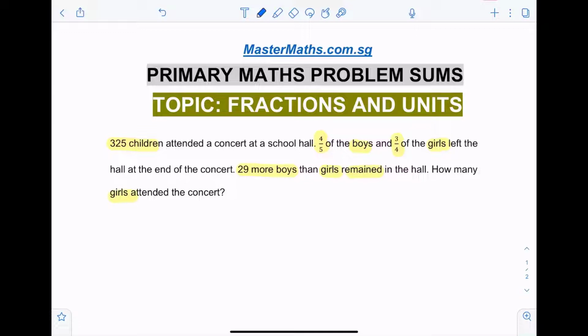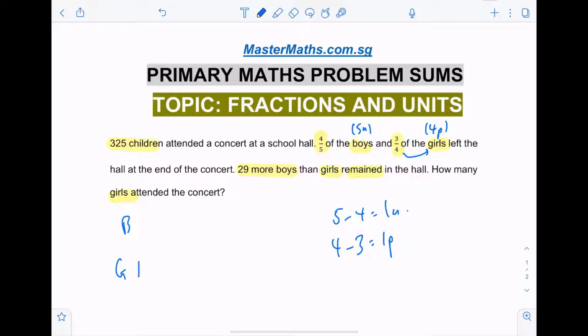Now, to do this question, we need to know that at the start there are 5 units of boys and 4 parts of girls. Now 4 out of 5 of the boys left, and 3 out of 4 of the girls left. So at the end, boys and girls. Now at the end, there's 29 more boys than girls. So again, 5 minus 4, we have 1 unit of boys left.